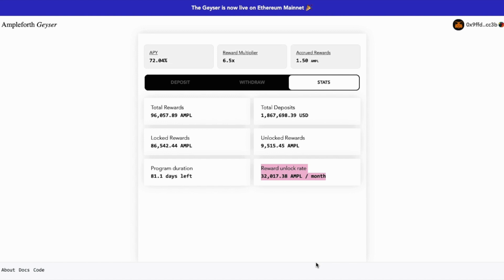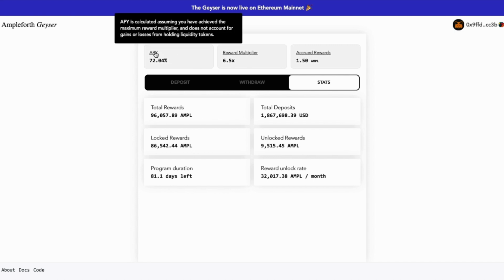I'm just here with another explainer on what some of these Geyser stats mean. I've been a part of the community for quite some time, and I've seen that there's some confusion with what the total rewards mean, what do the locked rewards mean in comparison to the unlocked rewards, and what do APY, reward multiplier, and accrued rewards mean? Just the whole thing is a bit of a confusion to a lot of the participants, and I'm just here to offer some clarity. So for starters, let's go ahead and look at the APY.